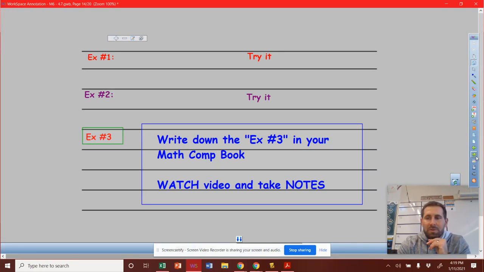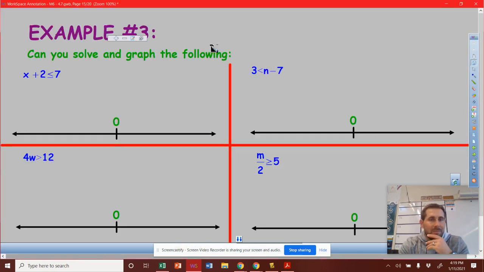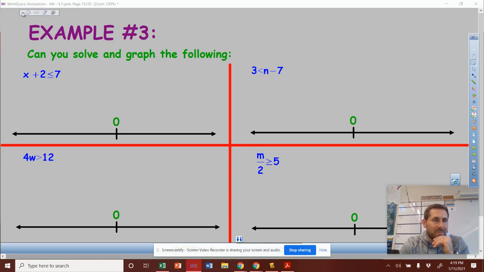All right, example number 3 now. This is piggybacking off what we did last week and just going to build it into inequalities. So I'm giving you multiple equations here. Here's example 3. Can you solve and graph the following? So we're giving you an equation. You've got x plus 2 is less than or equal to 7. You've got 3 is less than n minus 7.